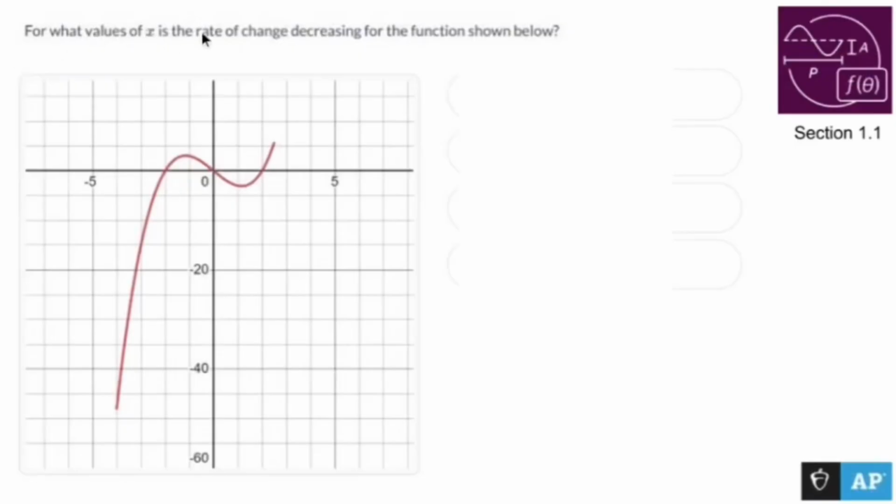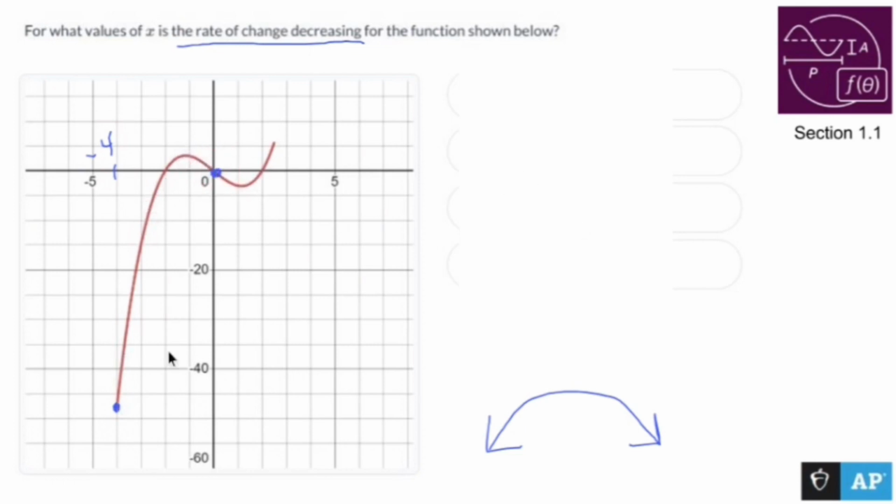For what values of x is the rate of change decreasing for the function shown below? First off, this is saying rate of change decreasing, not function decreasing. When your rate of change is decreasing, that implies concave down. So it looks like it probably starts out concave down right way over here at -4, or maybe negative infinity. It all depends. And it stops being concave down at 0.